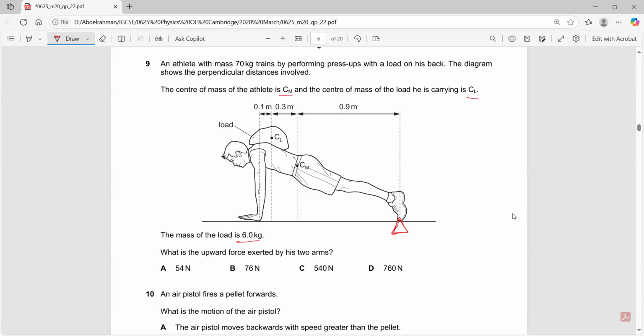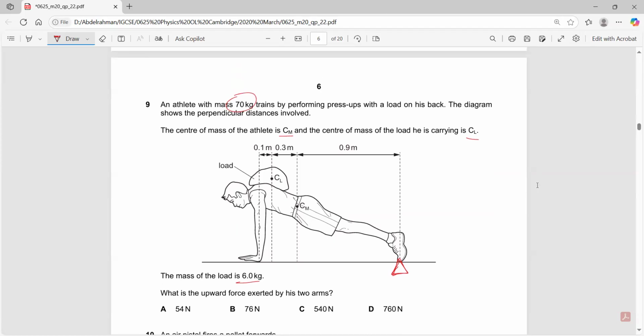You have CM, his center of mass, which is 70 kilograms, but you need to find the weight. Can I just multiply by 10 to make life easier? Yes. So this would be 700 newtons. So CM is 700 newtons in this direction. And then you have the load, which is 6 kilograms. Again, you can multiply it by 10. So 6 times 10 is 60 newtons.